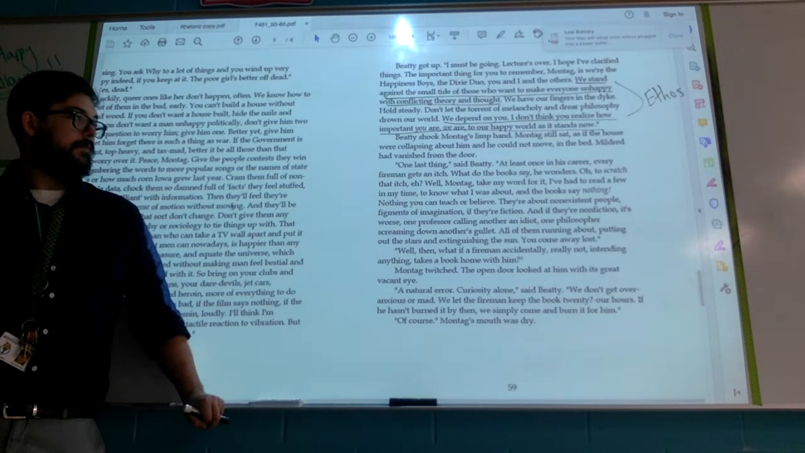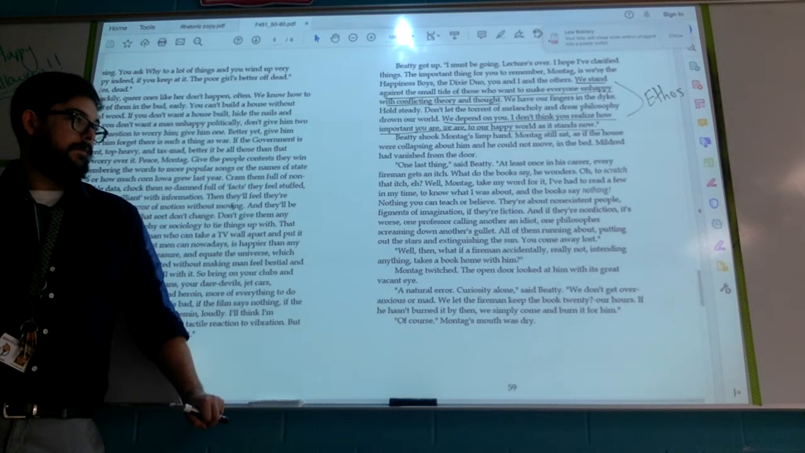Nothing you can teach or believe. They're about non-existent people, figments of imagination with their fiction. And if they're non-fiction, it's worse. One professor calling another an idiot, one philosopher screaming down another's gullet. All of them running about, pointing out the stars and extinguishing the sun.